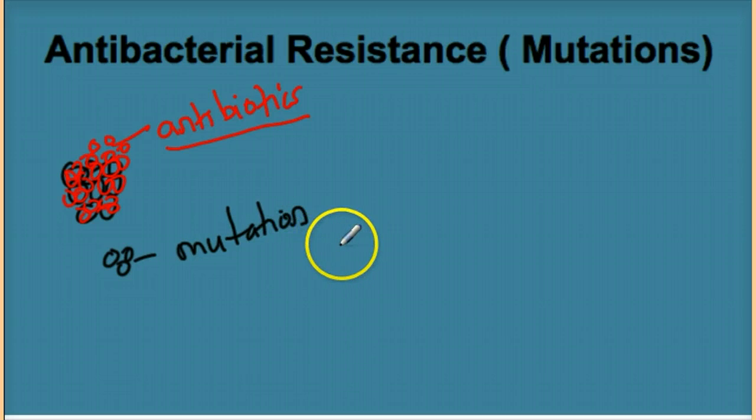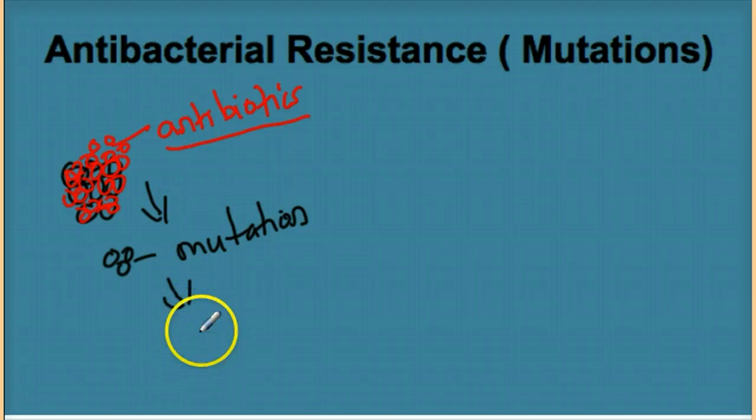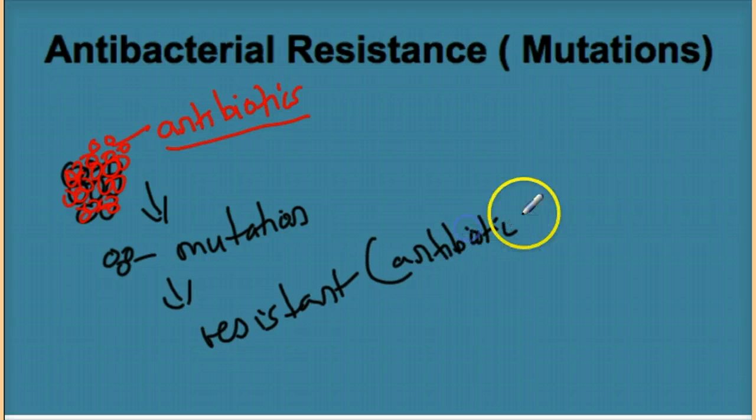And what is a mutation? For now, we're going to go with a very, very simple definition: a mutation is a change in their gene, and this change allows them to survive even though the antibiotic is trying to get rid of them. So they are resistant to that antibiotic. So because of a mutation, they will become resistant. And resistant means that the antibiotic will not work.